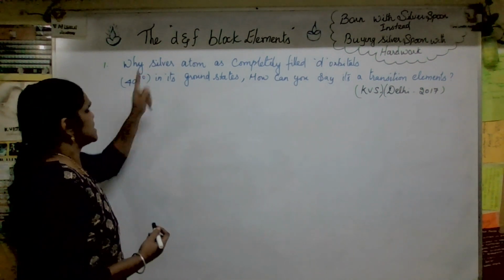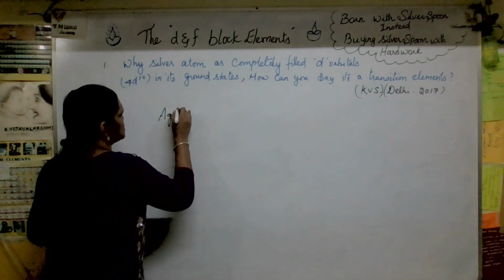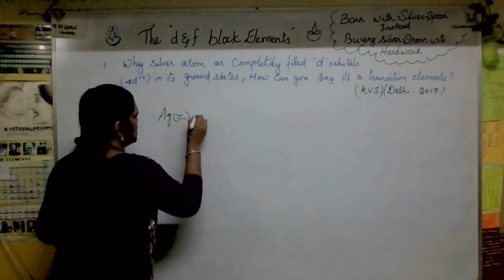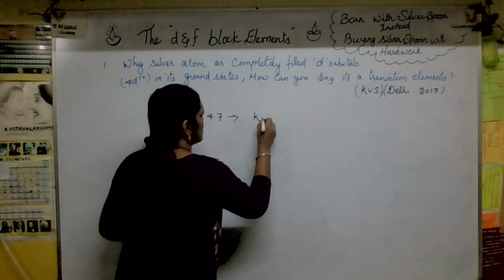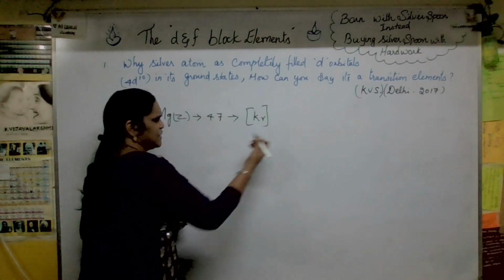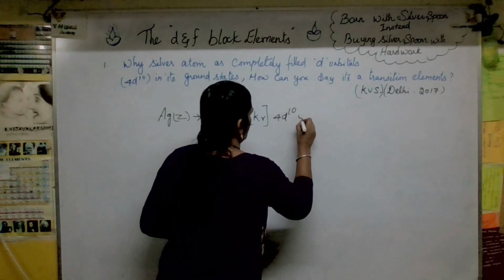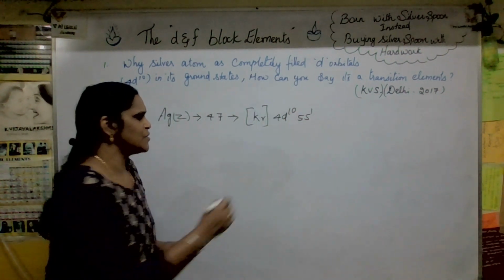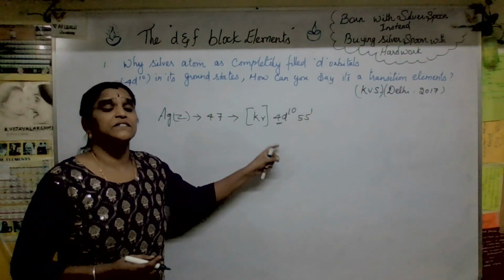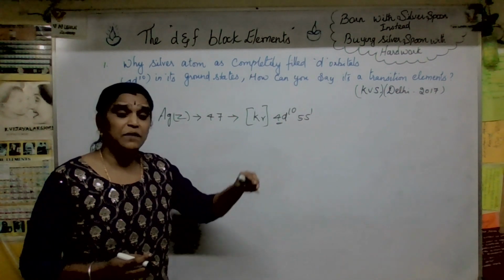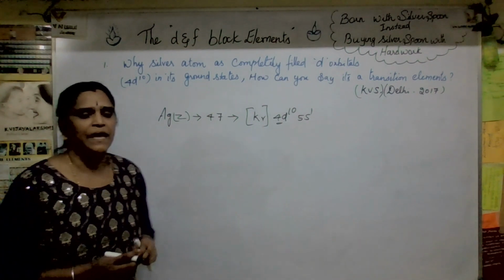Okay, now this Ag, what is the atomic number of Ag, argentum, silver? It is 47, right? How can you write the electronic configuration? Kr, because 47 is so big, we can directly go for that shortcut. Kr 4d10 5s1. So they are asking about 4d10, it is completely filled. That means how can you say it's a transition element? Because transition elements means d1 to d9 only. But here d10, how can you say?